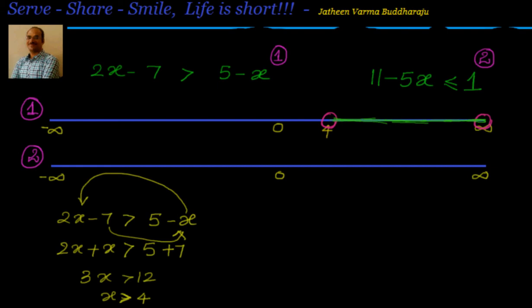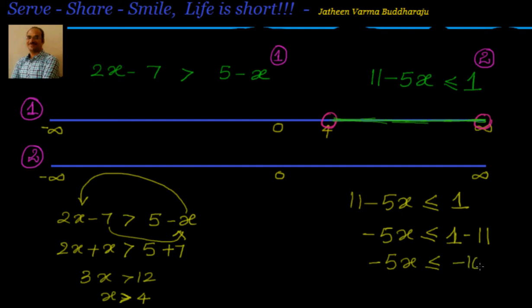Now let's look at the next one. Next one is 11 minus 5x less than or equal to 1. Now I want 11 to be moved to the right hand side. So I will say 1, and 11 will become negative when it comes here. So I'll have minus 5x less than or equal to minus 10. You can divide by 5. It becomes minus x less than or equal to minus 2, or you can say x greater than or equal to 2.